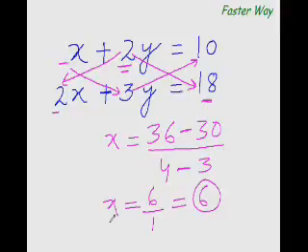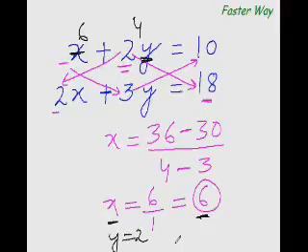Now, once you have the value of one variable, finding the other variable is very easy. So now substitute this value in any of these two equations. So you know that this x is 6, isn't it? Now 6 plus something equal to 10. So you know that 6 plus 4 equal to 10, and 2 times what equal to 4? So 2 times 2 equal to 4. So y equal to 2. That is what your answer is.